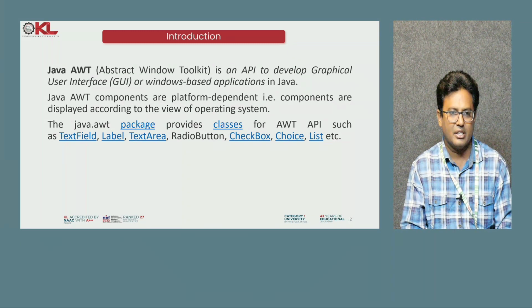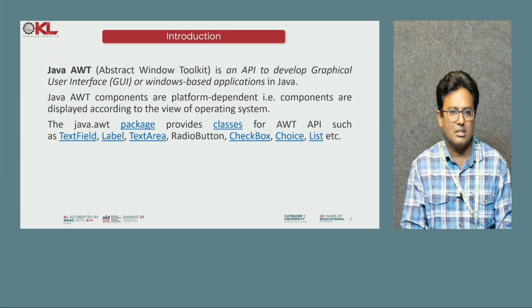Abstract Window Toolkit has various components. These components are platform dependent. That means it depends on the operating system. Suppose if we use Windows operating system, it displays the content in one manner. In case we use another operating system like Linux or Macintosh, then it displays the content in a different manner. So particularly it depends on the platform. That's why we call it platform dependent software.